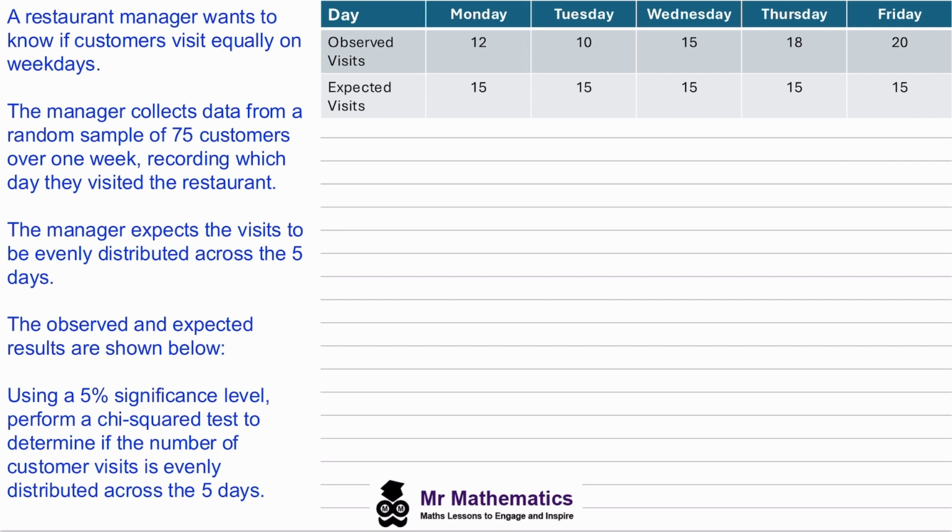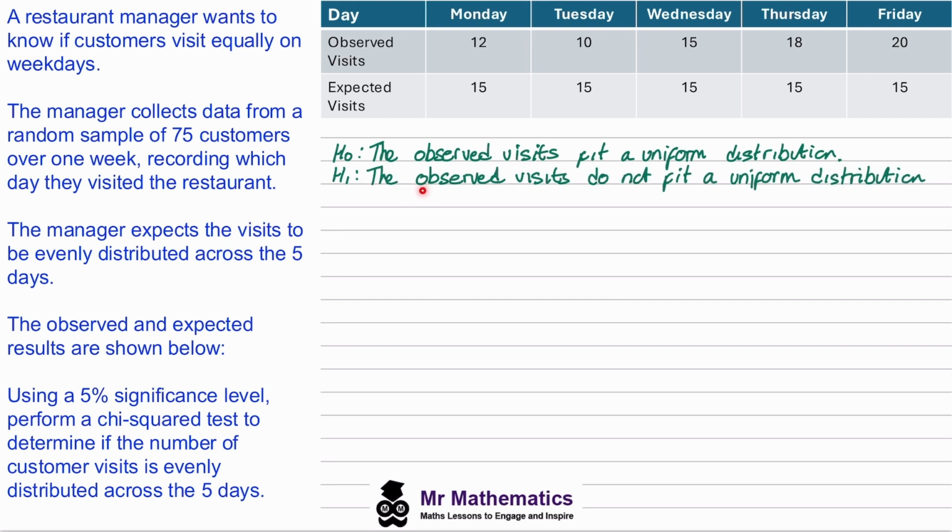So when we perform a chi-square test, the first thing we need to do is to state our hypotheses. This will involve a null hypothesis, which we call H0, and an alternative hypothesis, which we call H1. In this case, the null hypothesis will be that the observed visits fit a uniform distribution, and the alternative hypothesis will be that the observed visits do not fit a uniform distribution.